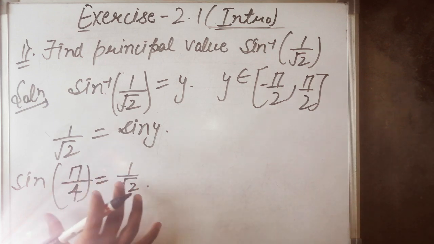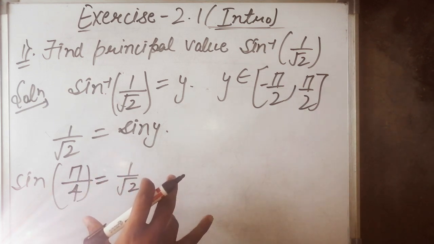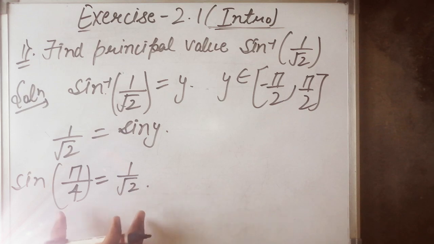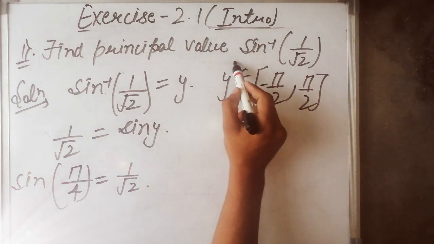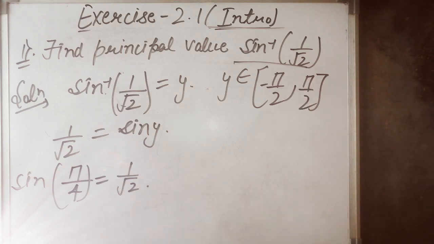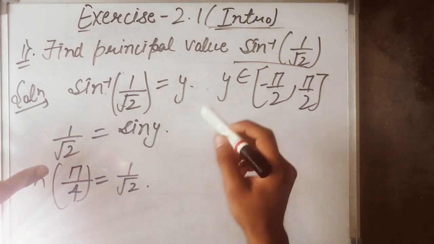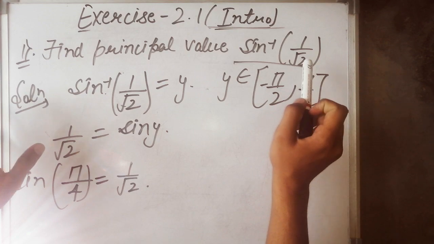Okay, sine pi by 4 equals 1 by under root 2. Therefore the principal value of sine inverse 1 by under root 2 is pi by 4. Okay, I know some of you may not have understood this question. What was I doing? Let's have a look at this question once again. We need to find the principal value of sine inverse 1 by under root 2.